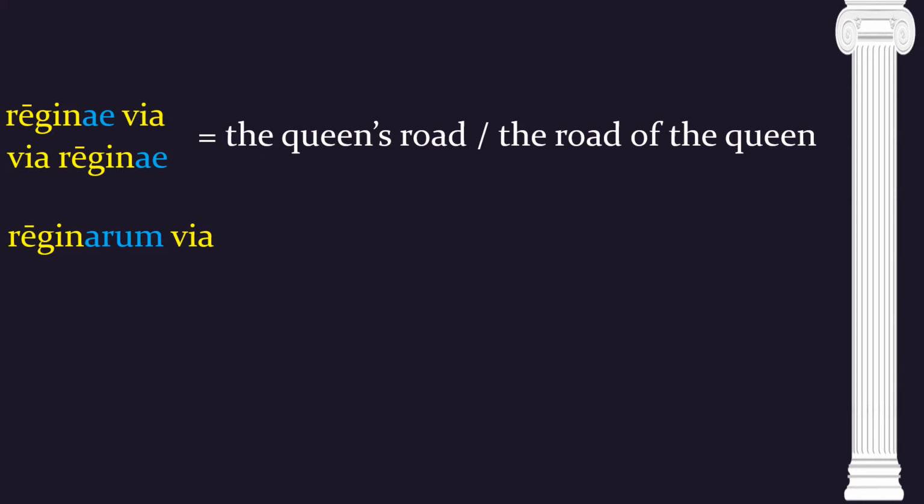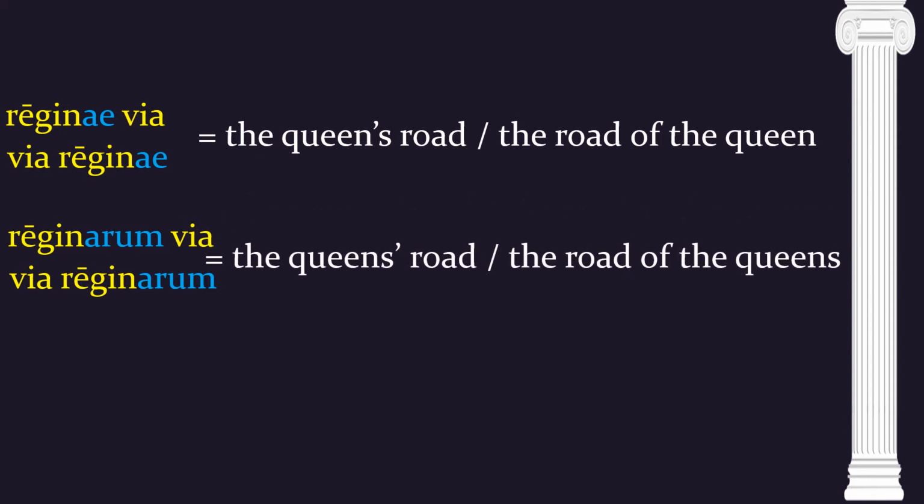Okay, now let's look at the bottom one. Reginarum via. That arum in blue is also genitive, but now it's plural. Reginarum via or via reginarum will give you the Queens', that's S apostrophe, road, or the road of the Queens.